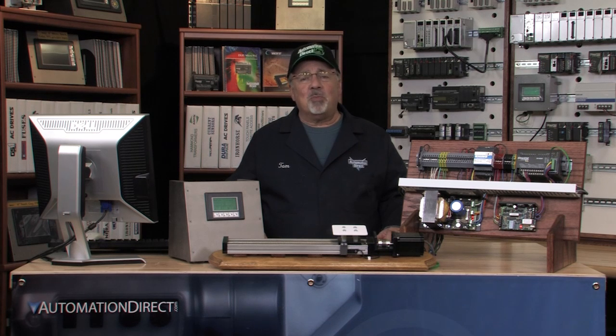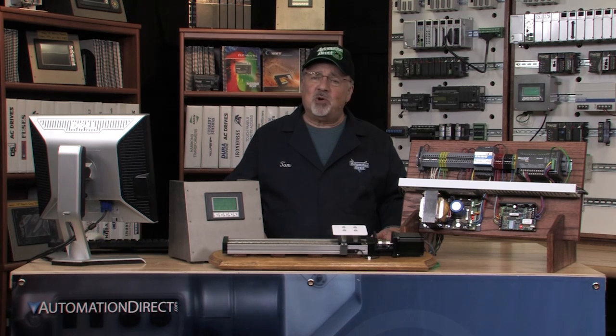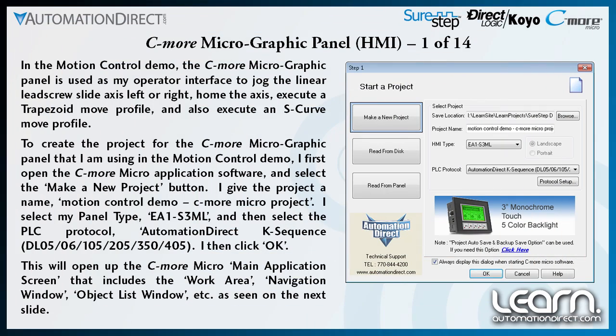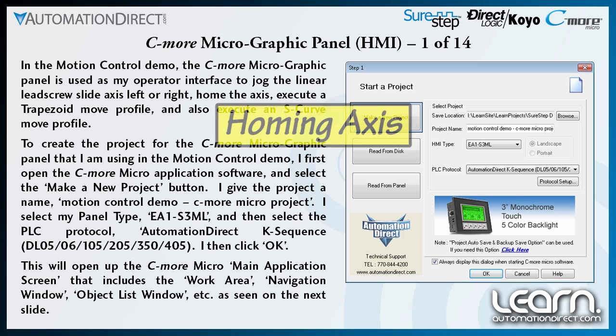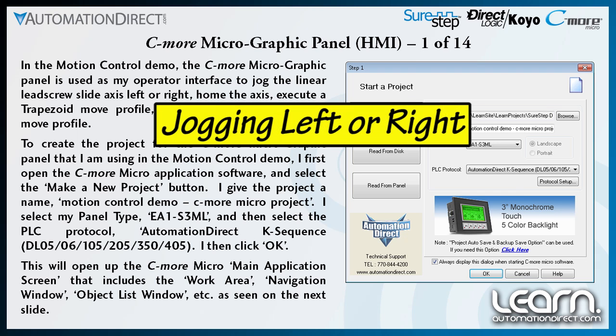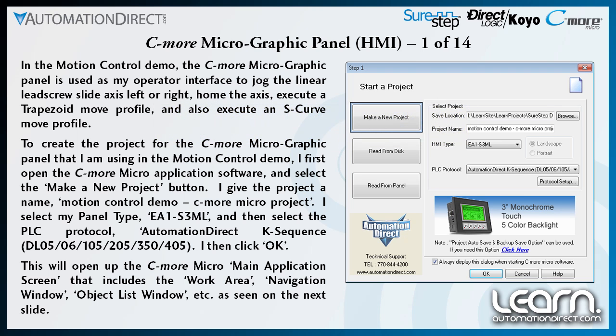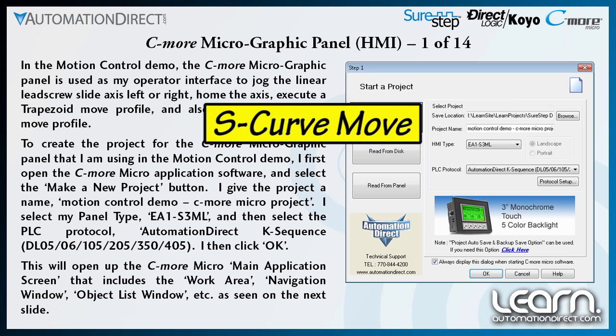I use the Seymour Micro graphic panel as my operator interface to execute the various motion profiles I have set up in the CTRIO module. For reference, this includes homing the axis, jogging the axis left or right, and commanding my two predetermined motion profiles to perform. Again, the motion profiles are the trapezoid and S-curve moves.